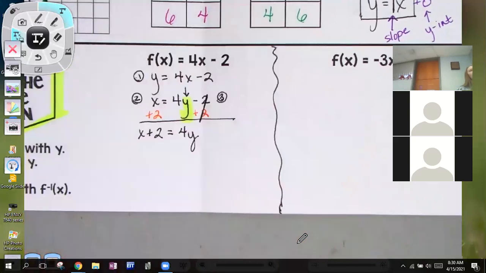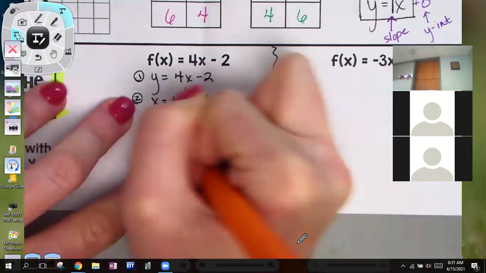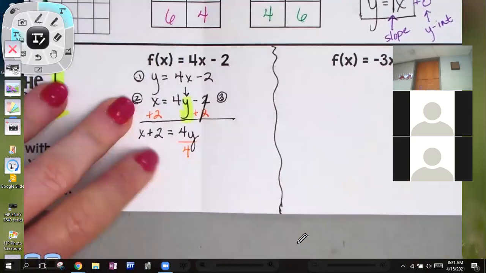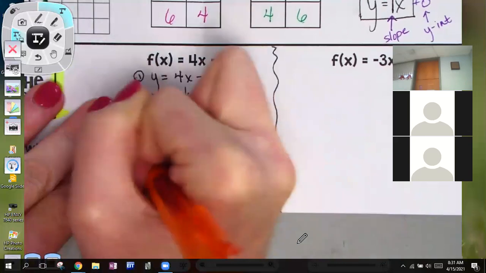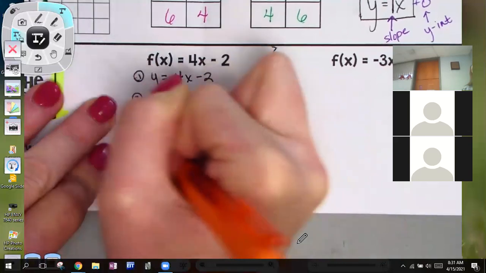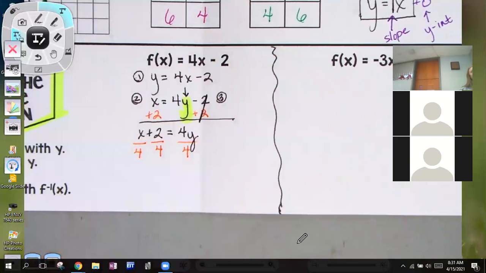Am I done? Nope, y is not by itself yet. How do I get rid of that 4? I divide by 4. If I do it to one side, I have to do it to everything on the other side. It's really not hard because you have a calculator. So everyone get your calculator right now. This is the part where I don't want us to be afraid of this step.